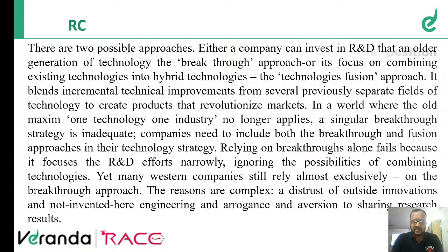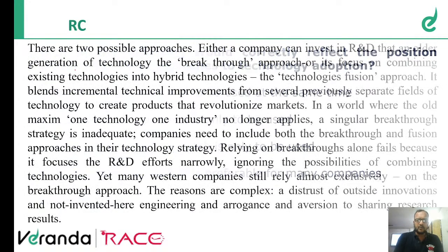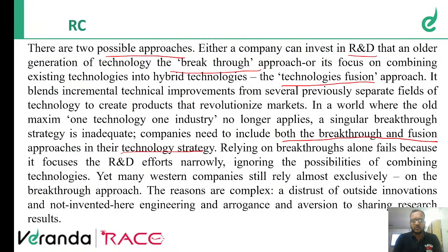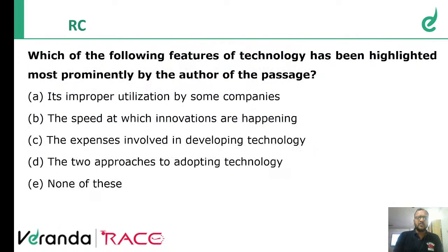Let's go to the first question. Both the approaches are to be used at the same time. This will be the correct answer. Both the approaches should be used, the fusion approach and the breakthrough approach. Okay. The next question was: which of the following features of technology has been highlighted most prominently by the author in the passage?